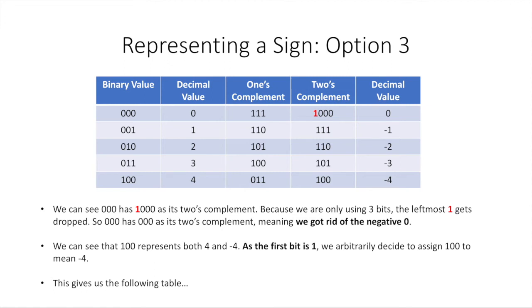Well, this is fantastic. Now we don't have a negative 0 anymore. We just have 0. 0 and 0. It's just 0. There's just one value for that. So that's great. Now let's look at the other values.